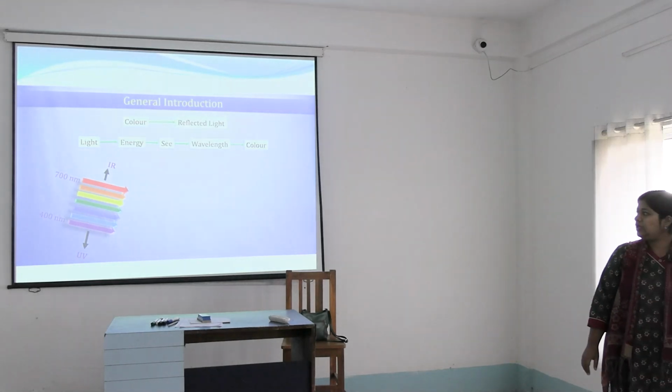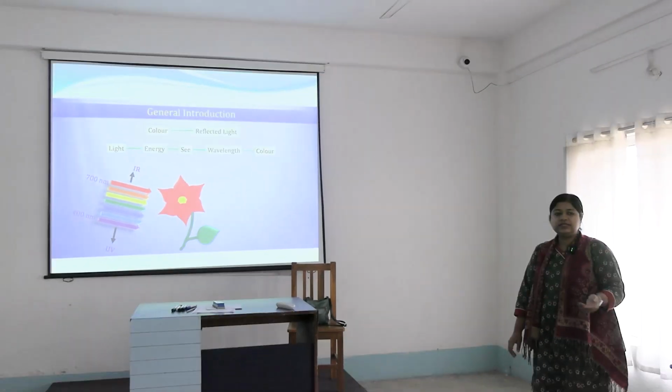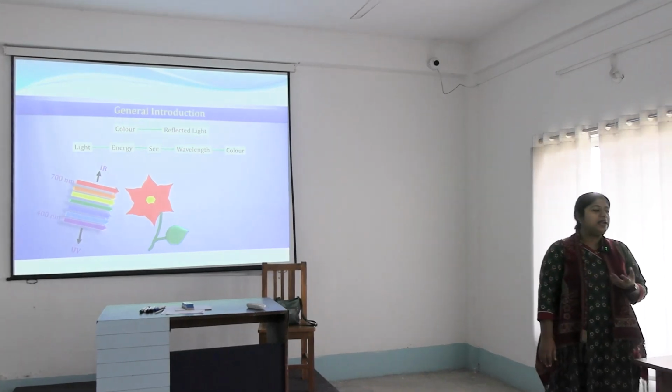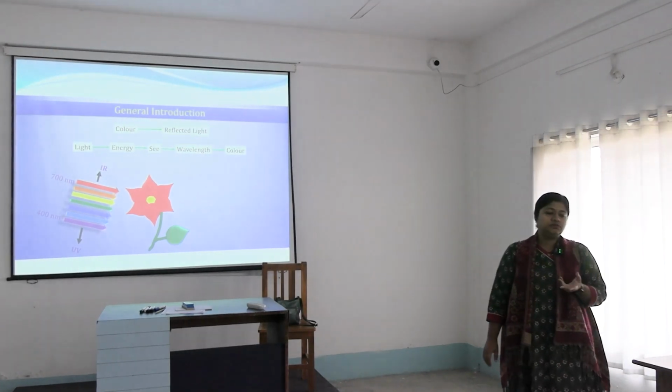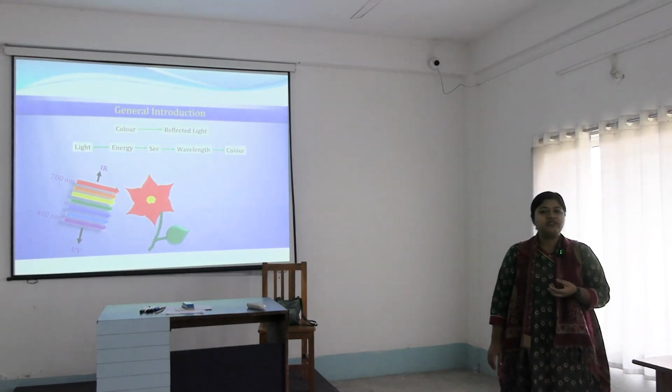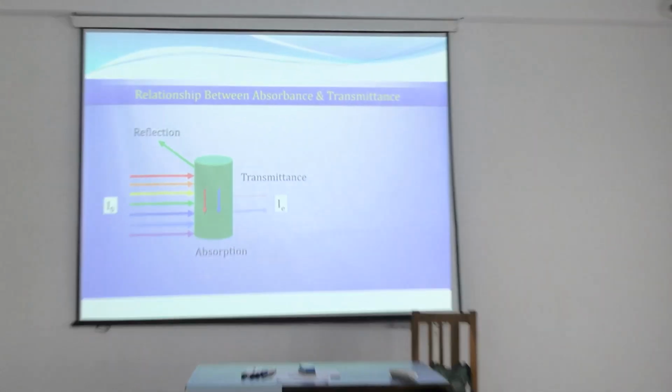From that we can easily say why a red flower is seen as red and a green leaf is seen as green. They absorb and reflect: the red flower reflects the red wavelengths and the green leaf reflects the green wavelengths. All other wavelengths are absorbed. Clear or not? Now moving to our photometry.